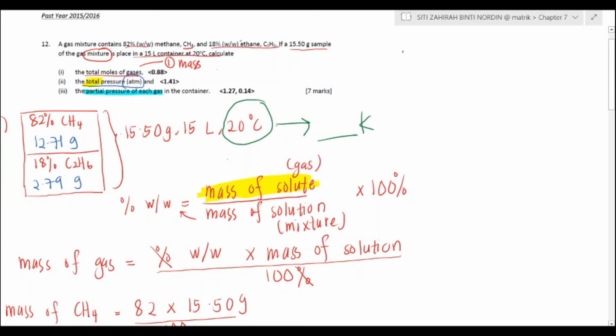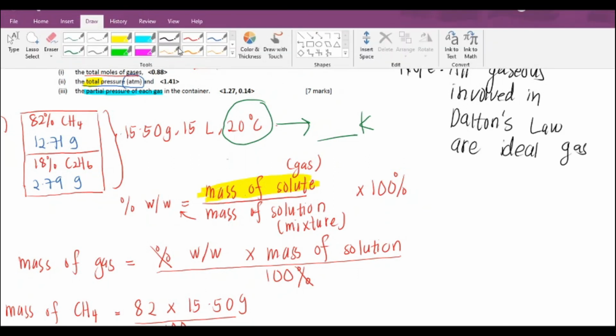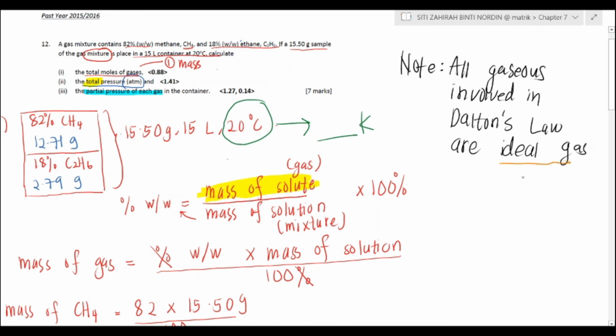I just want to highlight a note. You have to make a note: all gases involved in Dalton's law are ideal gases. That's why we can use the ideal gas equation to answer the second Roman question. You can use PV equal to nRT, but please remember your volume must be total and your pressure, mole, and temperature must refer to that gas. Okay, so that's all for question 2.